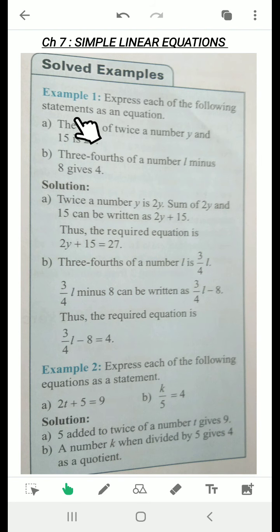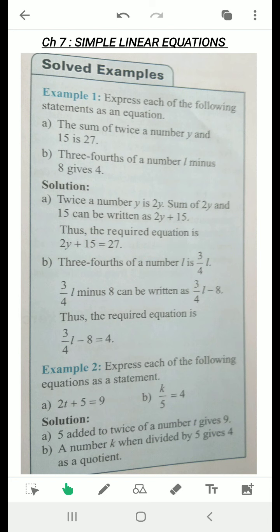Express each of the following statements as an equation. That means we need to write all the following statements as an equation. How to write? Just read the statement properly and then try to write the equation. What is the statement? The sum of twice a number y and 15 is 27. Twice means double. The sum of twice the number y, it will be 2y, and 15. So the sum of twice the number y and 15 can be written as 2y plus 15.